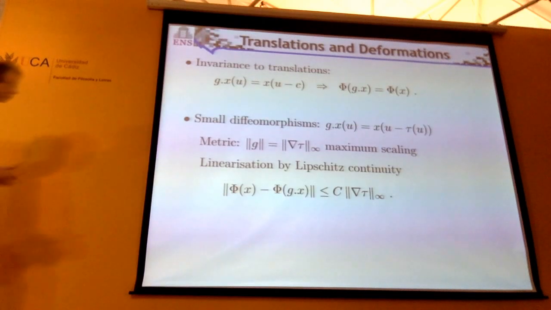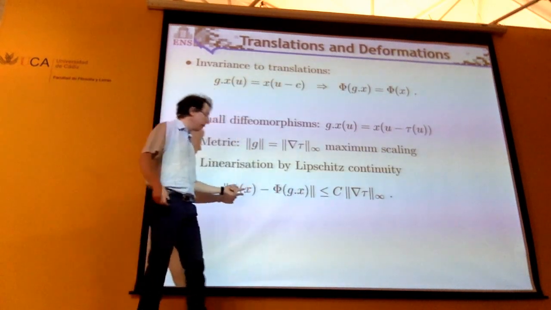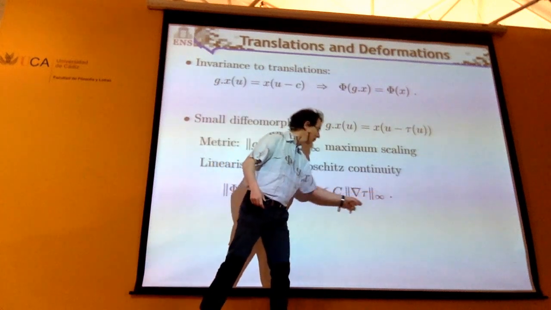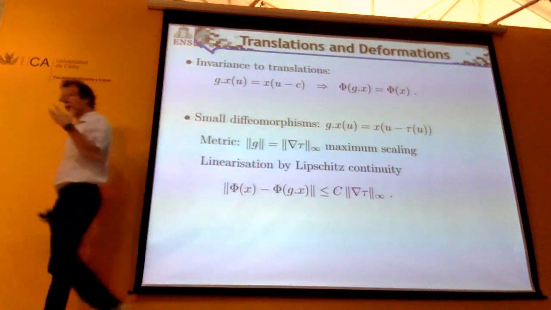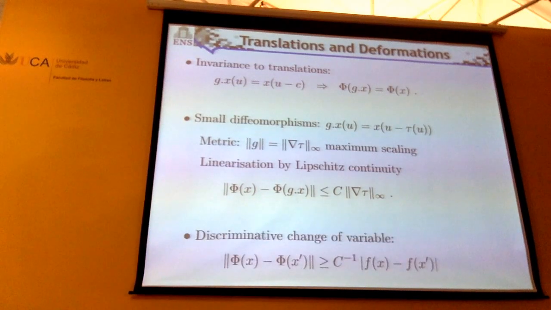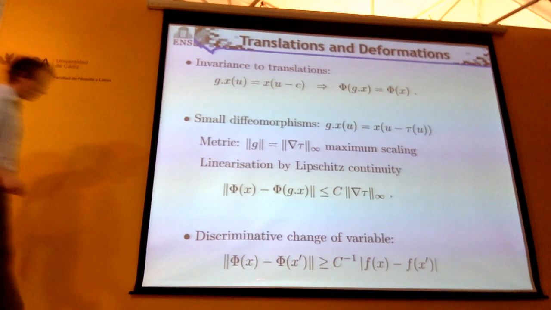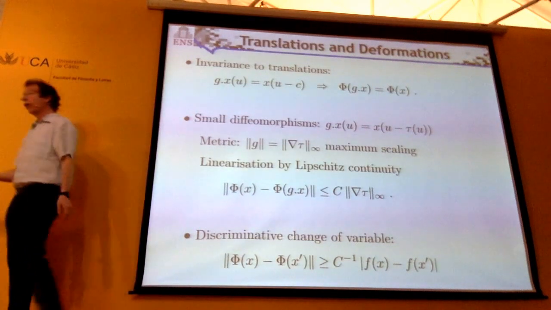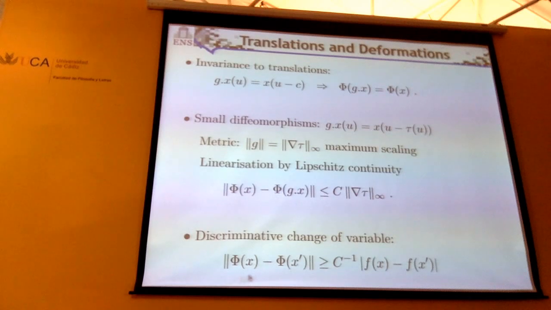So what we want is that if an image is deformed, in your feature space, after the change of variable, the increment is of the order of the maximum value that the Jacobian of the deformation can take. And finally, as I had mentioned in the first course, obviously, you still want to be discriminative. You don't want to mix classes, so if you take two points x and x prime such that f of x minus f of x prime is different, two different classes, you want that the change of variable doesn't mix the two classes, so the distance should be bigger than a certain constant multiplied by the difference between f of x and f of x prime.